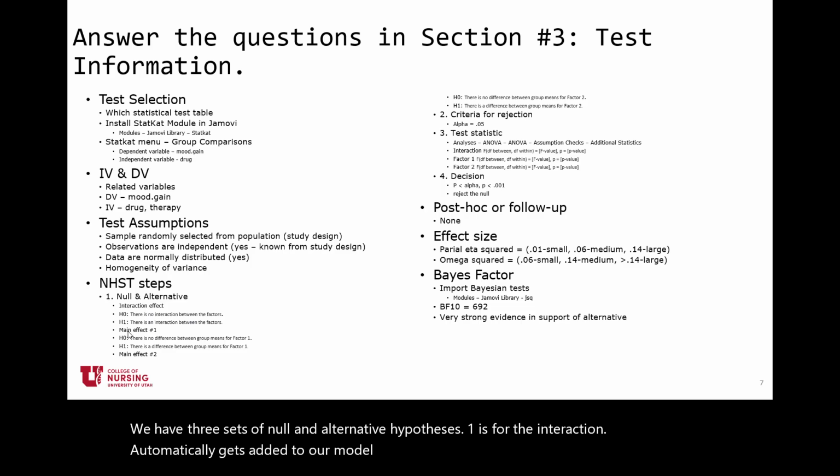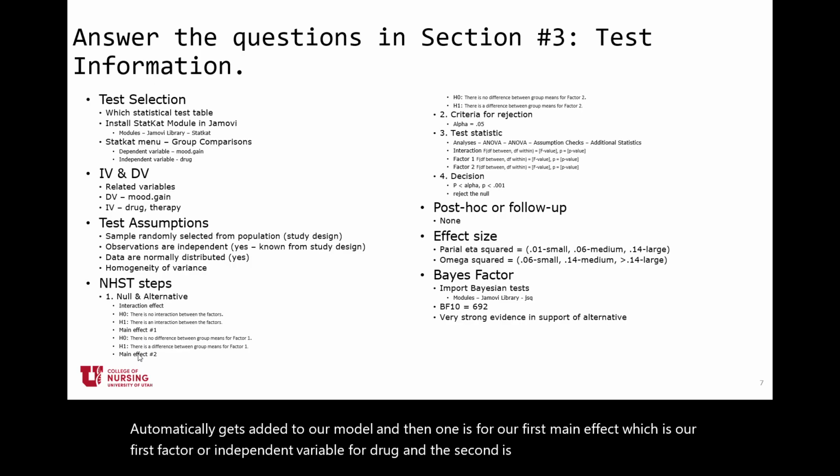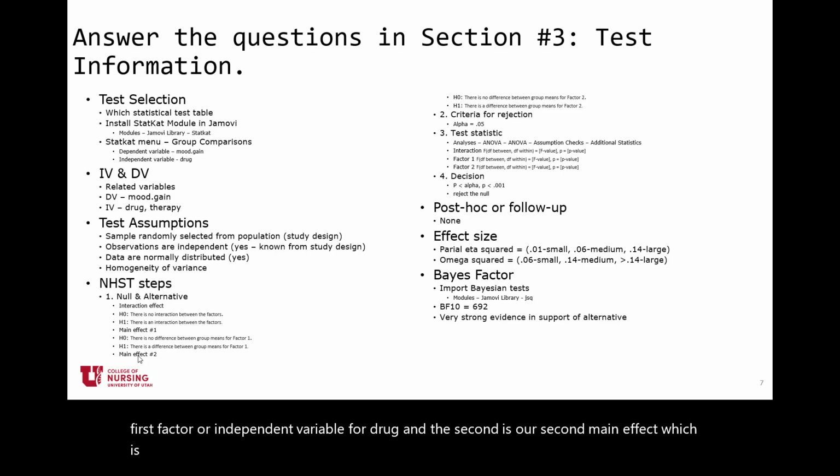And then one is for our first main effect, which is our first factor or our independent variable for drug. And the second is our second main effect, which is for our second factor, therapy. And the interaction, the null is there's no interaction between the factors, and the alternative is there is an interaction between the factors.